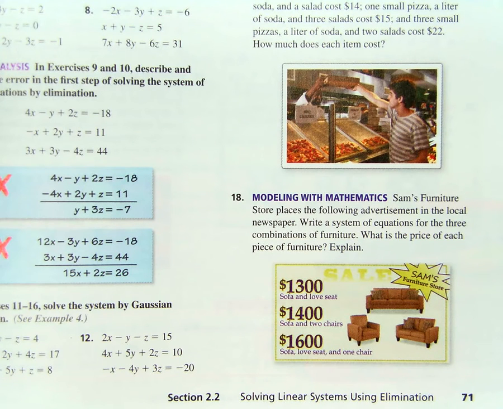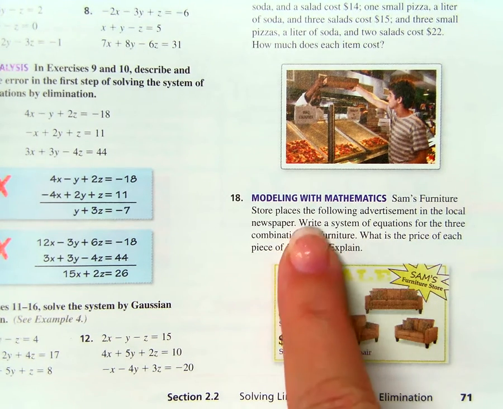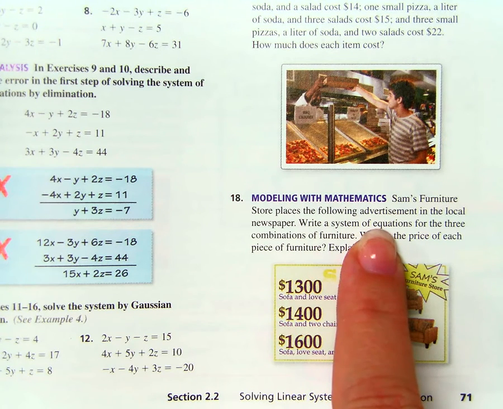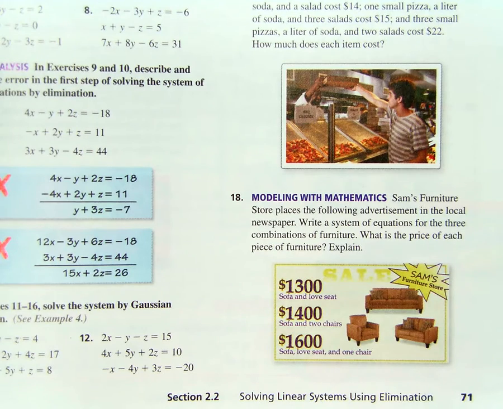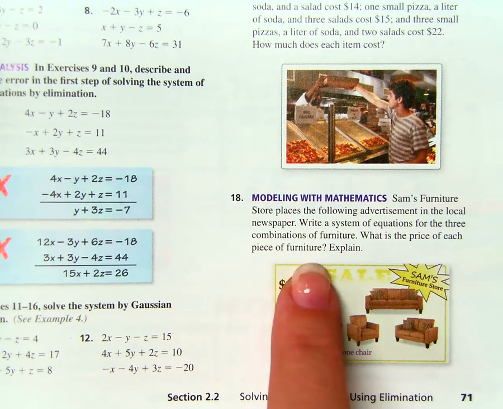Now, you may not be shopping for furniture all the time, but there's other things that they do like this. So the first place I like to look when I'm trying to do this, because basically I have to write a system of equations, right? Not only does it say that I have to write a system of equations, that's kind of what I have to do in order to solve this problem. So I like to look at the question first to help me decide what to start with. What is the price of each piece of furniture?